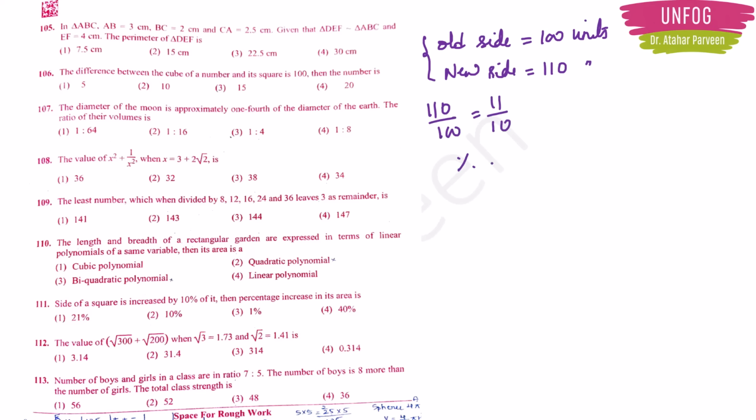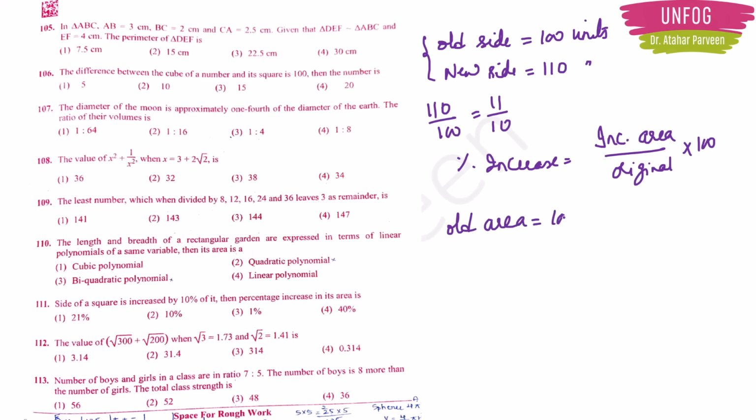Now there is one formula, percentage increase is equal to increase in area by original area into 100. Now let's talk about old area. So old area will be equal to 100 square, right? So you will have 4 zeros. Then new area will be equal to 110 square, right? So 121 followed by 2 zeros, right? So what will be the increase in area? If you subtract, you will get 2100, correct, right?